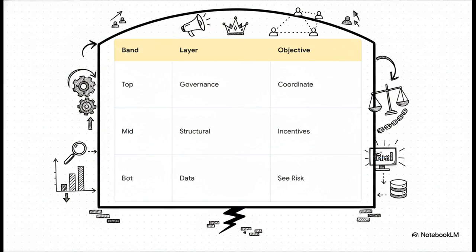At the bottom, data and diagnostics gives us the tools to see risk early, our exposure reports and stress tests. In the middle, structural tools and incentives use things like countercyclical haircuts to proactively shape market behavior. And up at the top, governance and culture uses enhanced authority and communication protocols to coordinate under extreme uncertainty. If any one of these bands is weak, the entire stack fails. As a working group, our policy recommendations must address all three layers simultaneously.